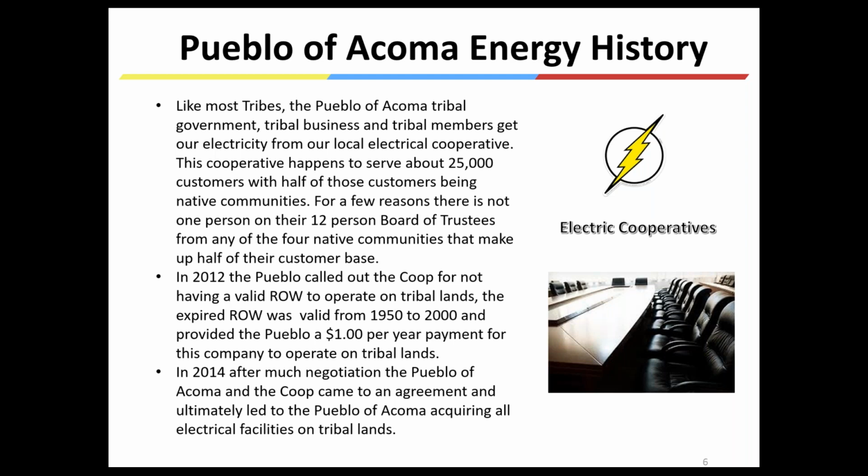And so this first bullet point is, I'm sure, I've talked to many tribes, going to the DOE annual conferences, going to the REVS conference. We talked to other entities across the country, and I'm surprised at how many tribal communities have issues with their co-ops. And like many others, the Pueblo of Acoma tribal government, tribal businesses, and members get our electricity from our local electric cooperative. The cooperative that serves us has about 25,000 customers, and we make up about 900 of those. But half of the customers, about 13,000, are other tribal communities, including us.